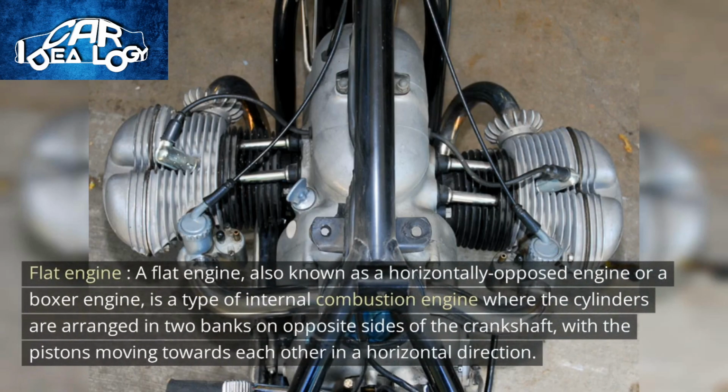Flat engine. A flat engine, also known as a horizontally opposed engine or a boxer engine, is a type of internal combustion engine where the cylinders are arranged in 2 banks on opposite sides of the crankshaft, with the pistons moving towards each other in a horizontal direction.